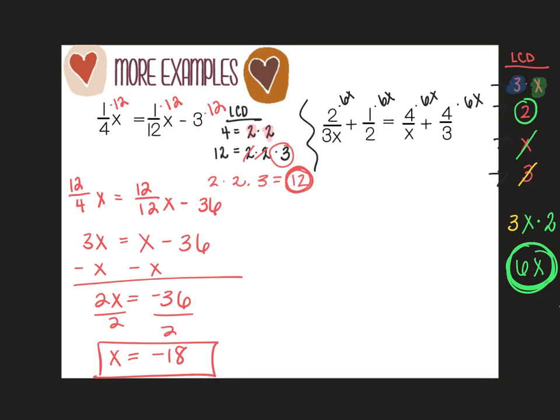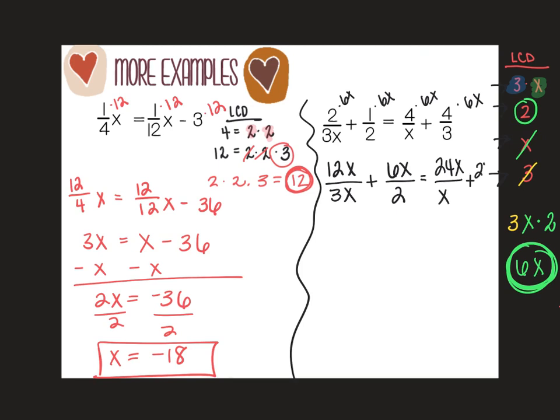So then I get 12x divided by 3x plus 6x divided by 2 equals 24x divided by x plus 24x over 3. So when you start going through, your x's cancel. 12 divided by 3 is 4. 6 divided by 2 is 3. That x doesn't cancel, so you have to write it down. Here, your x's cancel. You just have 24. 24 divided by 3 is 8. X's don't cancel, so you have to write it down.